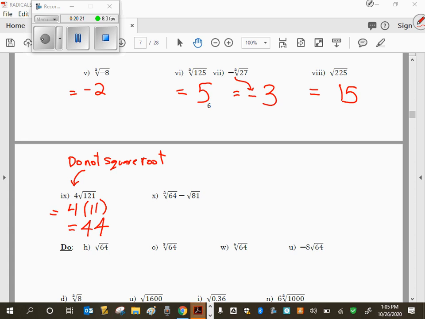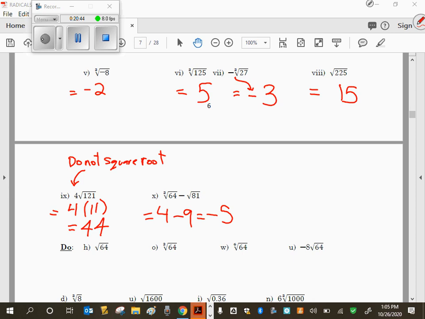And lastly, X marks the spot. Cubic root of 64. We saw that. Anybody? What's the cubic root of 64? 4. 4 times itself 3 times. Good. Square root of 81. 9. And then you just subtract. 4 subtract 9 equals negative 5.